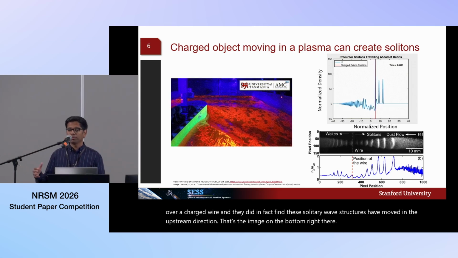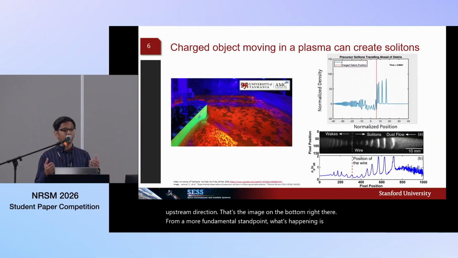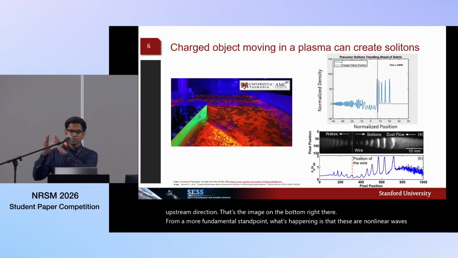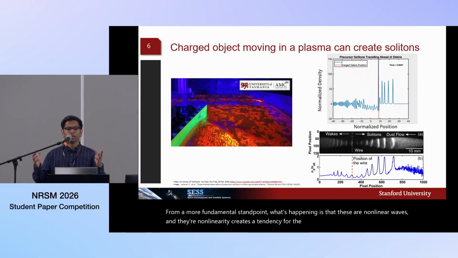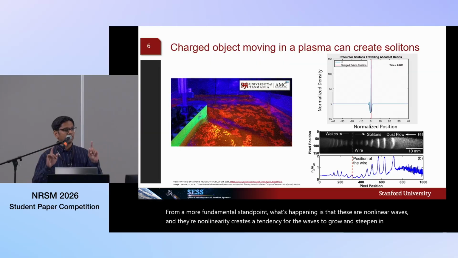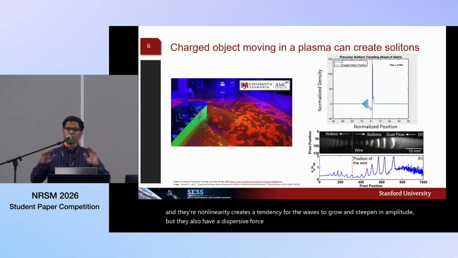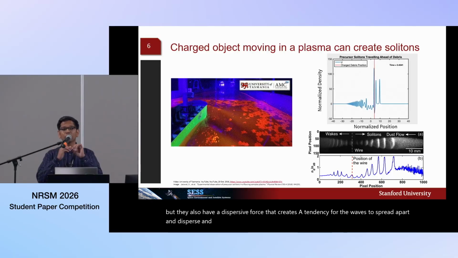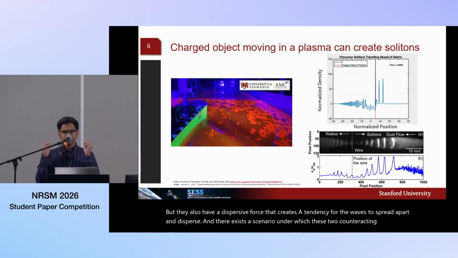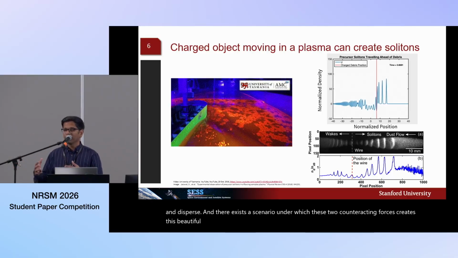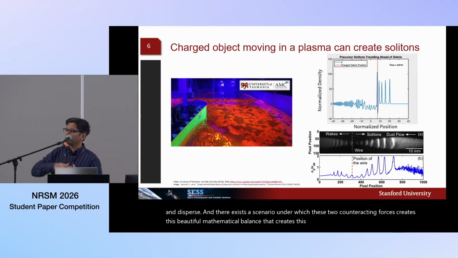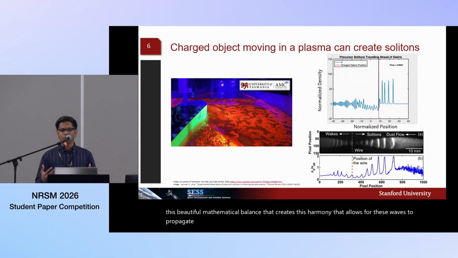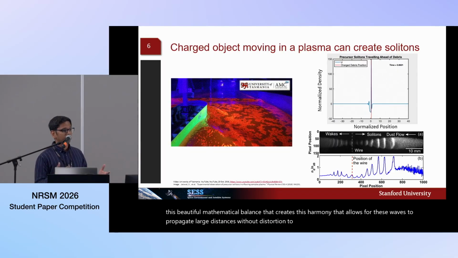From a more fundamental standpoint, what's happening is that these are nonlinear waves, and their nonlinearity creates a tendency for the waves to grow and steepen in amplitude. But they also have a dispersive force that creates a tendency for the waves to spread apart and disperse. And there exists a scenario under which these two counteracting forces create this beautiful mathematical balance, this harmony, that allows these waves to propagate large distances without distortion to their shape, speed, or amplitude.